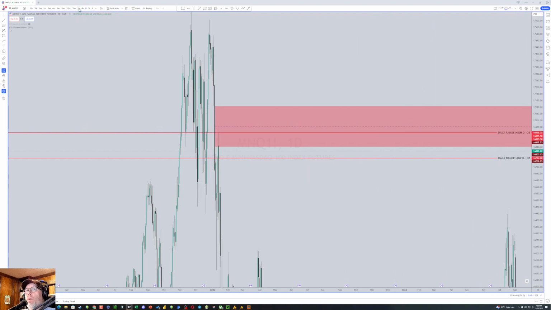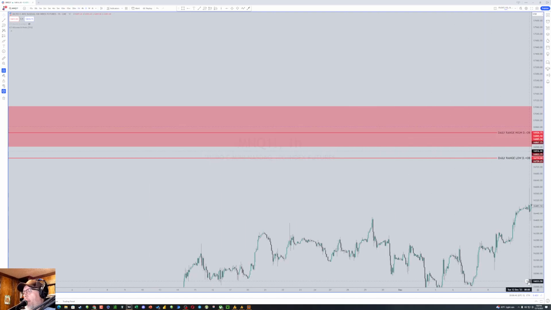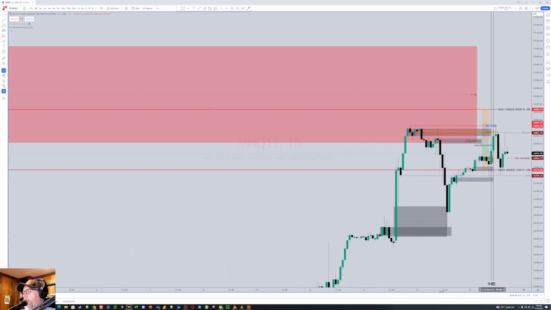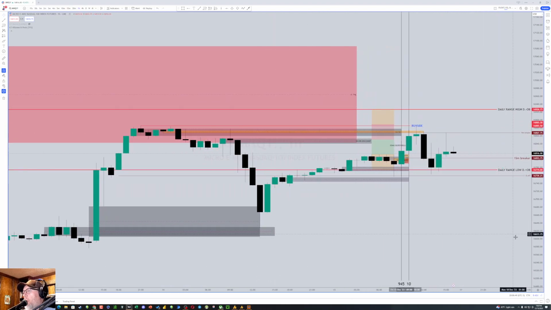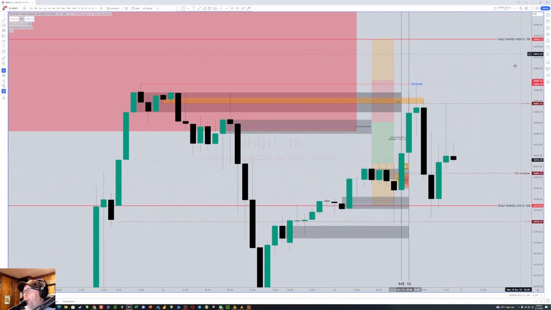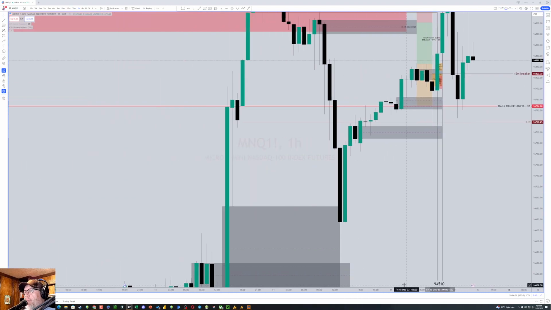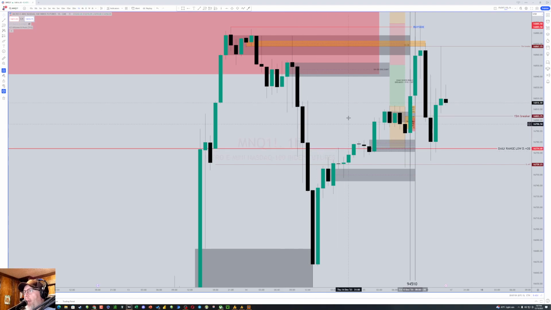So then you come down to the 1 hour, and you mark out the premium and discount. And you see that we're opening up really quite a ways down in discount relative to the daily range. Not necessarily discount relative to the previous day. We're actually in premium on the previous day. And it's also Friday, so we're expecting reversion and choppiness.